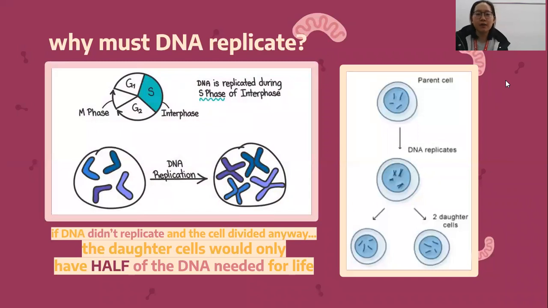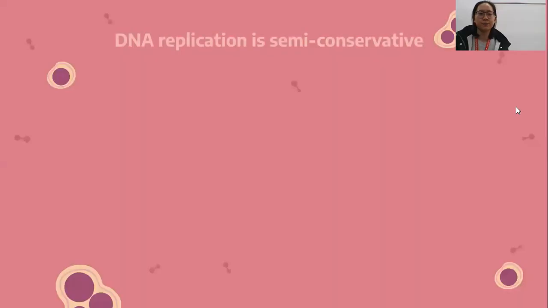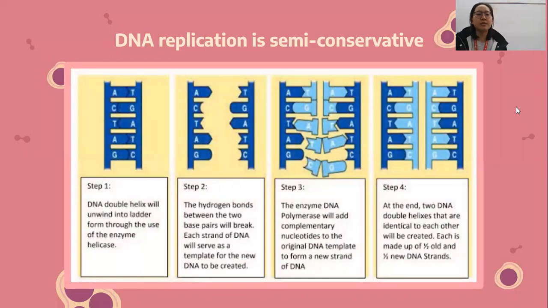Therefore, DNA needs to replicate so that when you're dividing and making essentially a new cell, that cell comes with its own set of instructions already. The process of DNA replication is semi-conservative.